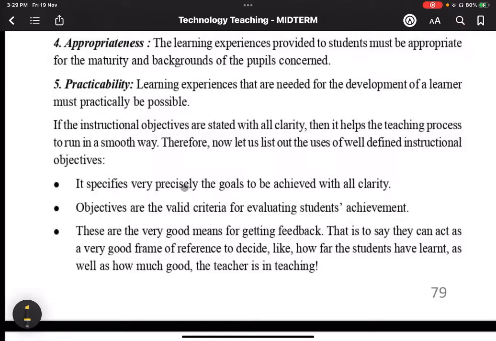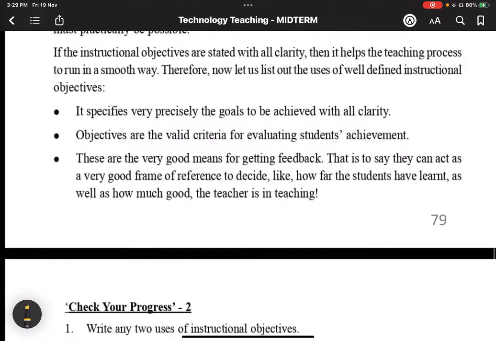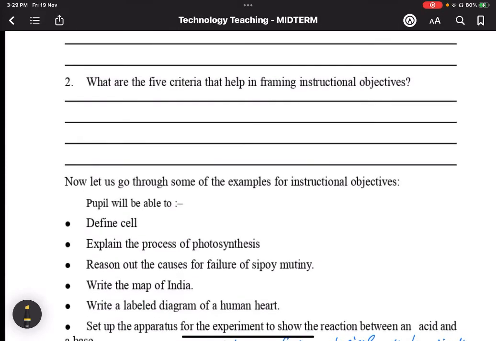So ito yung sinasabi dito. No? It specifies very precisely the goal, no? With all clarity. Objectives are valid criteria for evaluating students' achievement. Yung objectives na ginawa mo, ibig sabihin, pwede rin natin gamitin sa pag-evaluate at the end ng lesson. No? Next, these are the very good means for getting feedback. Okay? If the objectives can be used, no, for evaluating the students, then they can be used also for getting a proper feedback.